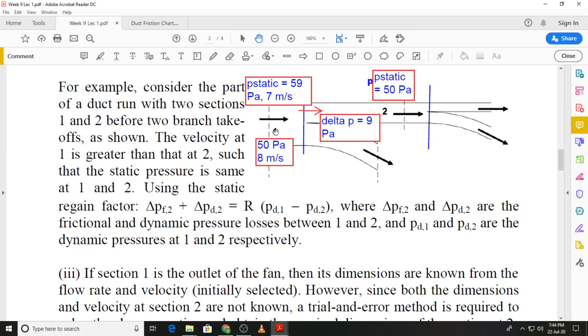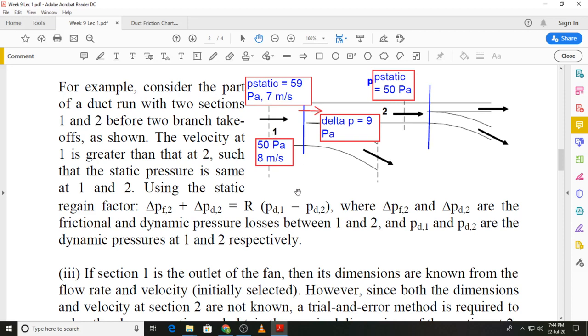And because the frictional pressure drop and the dynamic losses are dependent on the velocity itself, we cannot predict in one step what reduction in the velocity will give you a certain pressure drop and an equal rise in the static pressure. It has to be a trial and error solution. And when we solve an example, then you will see how that trial and error solution is carried out.